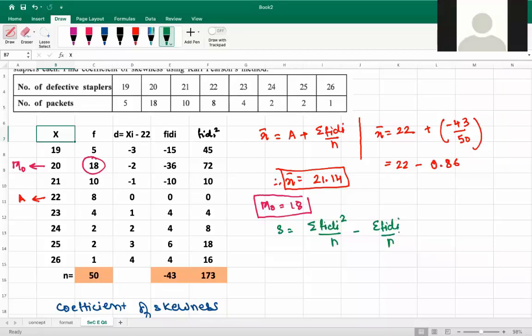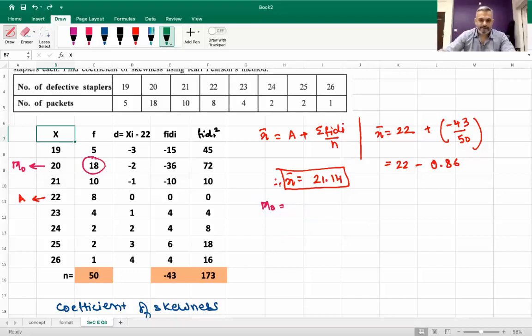Oh, sir, mode will be 20. Okay, it should be more than 20, right? Okay, it was a mistake by accident. So mode is equal to the variable with the highest frequency. So mode is equal to 20.